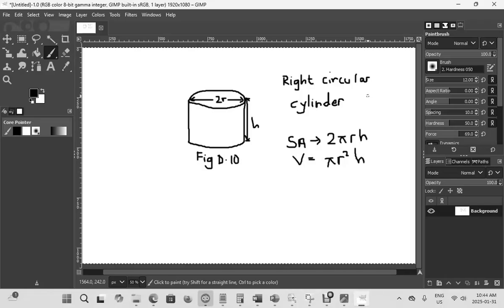Alright, this is Ubaid on behalf of V Electronics, and in this video we'll be looking into the surface area and the volume of a right circular cylinder.